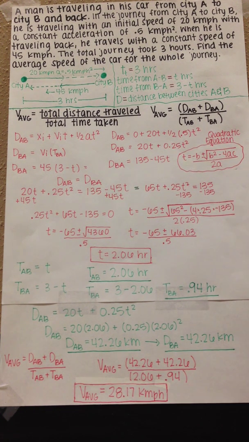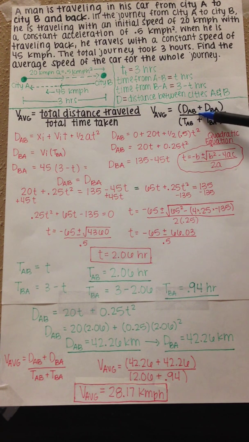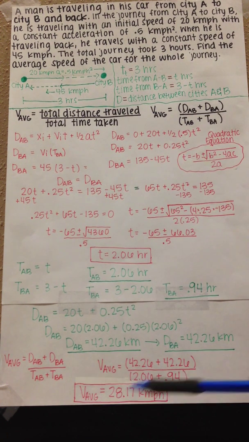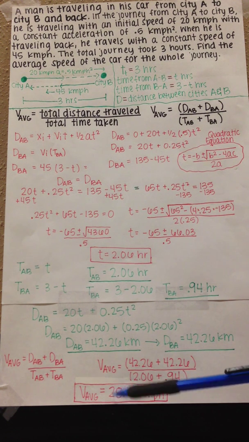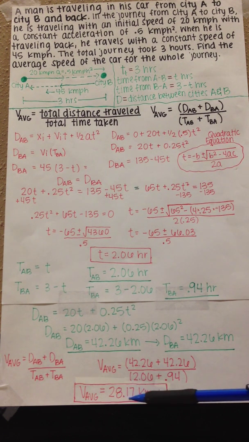And then you take this formula and you plug in all the values that you got, which gives you the average velocity of 28.17 kilometers per hour.